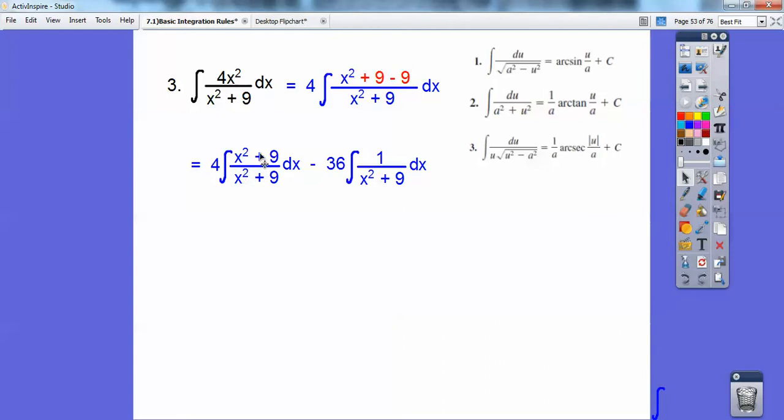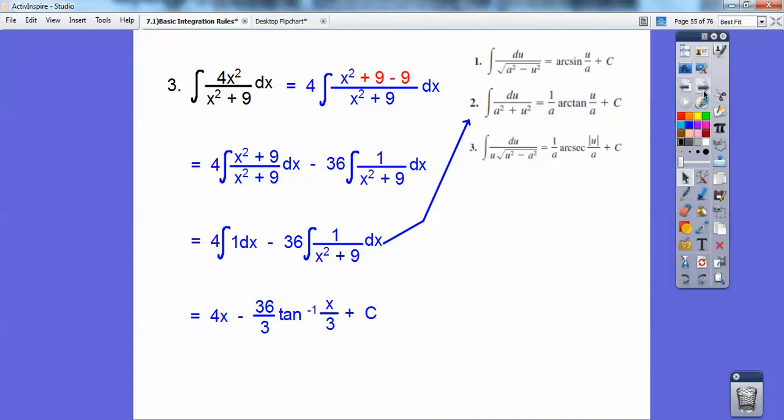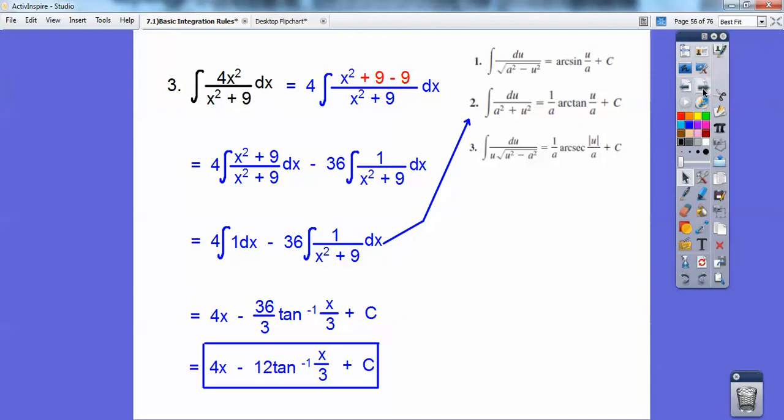Okay, so what that's going to do is get me my arctangent. This is 3 squared, so 1/3 comes out. So it's 36/3 arctangent of x over 3, and then the integral of just 1 is just x, so it's 4x plus c. Don't forget your plus c, you guys, because this is indefinite. And then I just simplified that, 36 over 3.